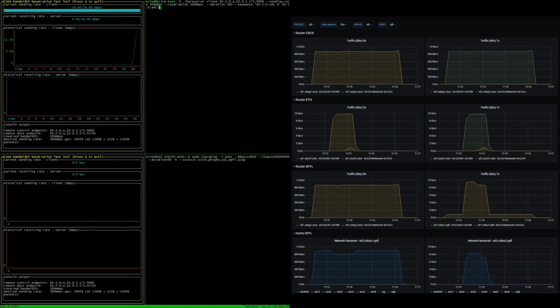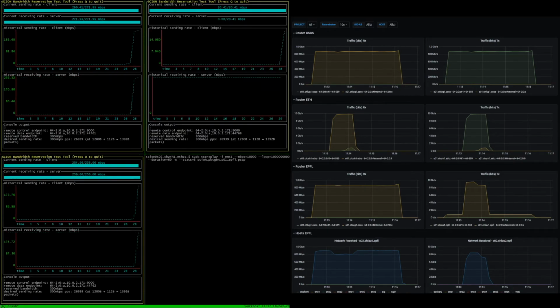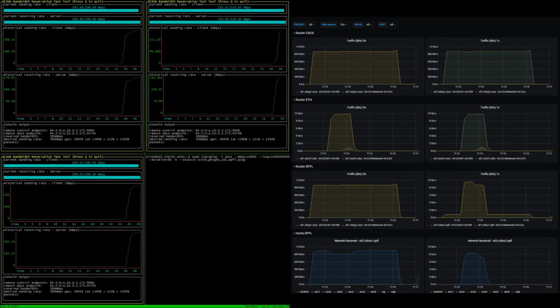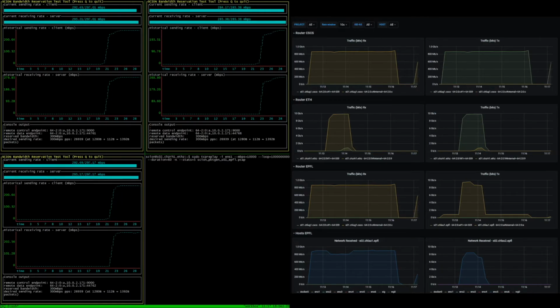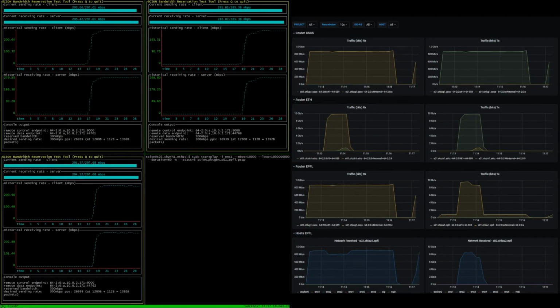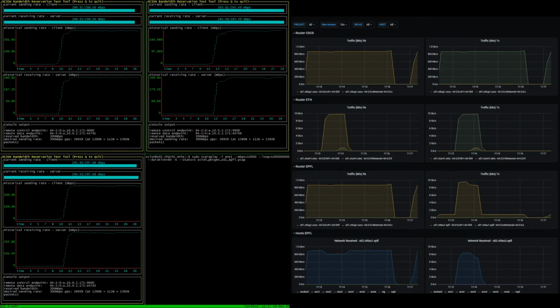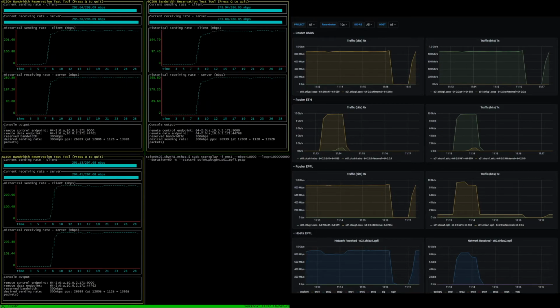We now instruct all the hosts on CSCS to send traffic towards EPFL. This time, we still send 300 megabits per second towards EPFL, but we do it with a reservation. So this means we should not be affected by the traffic generated by ETH. As you can see, all the hosts are capable of sending 300 megabits per second, and the server is receiving 300 megabits per second each.